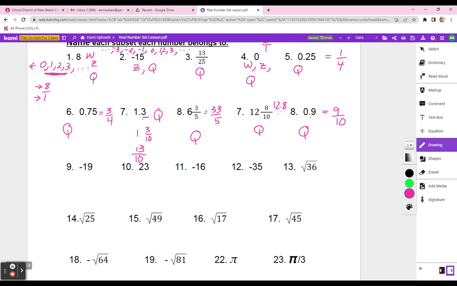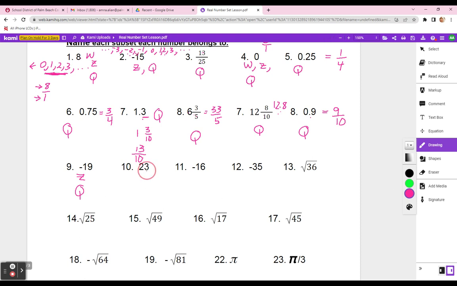-19, well, that's not a whole number because the whole number set doesn't have any negatives, but the integer set does have the negatives. Remember, it's the whole numbers and their opposites, so it is an integer. Now, can we turn this integer into a fraction? If we can, then it's also rational. It is. -19 over 1 is the same thing as -19, so that makes it rational.